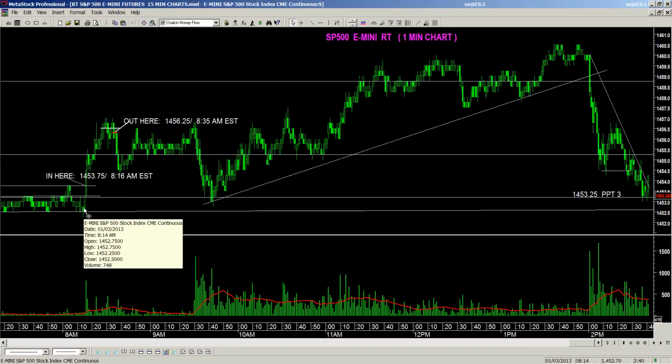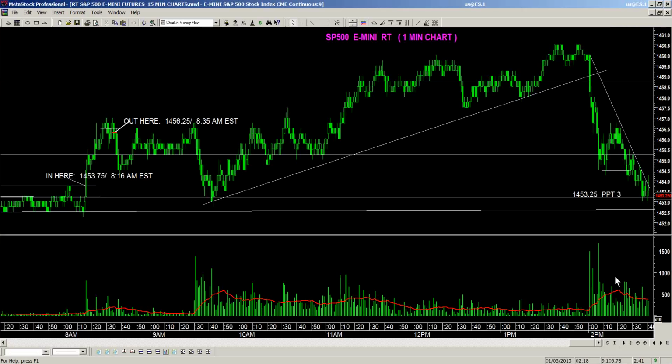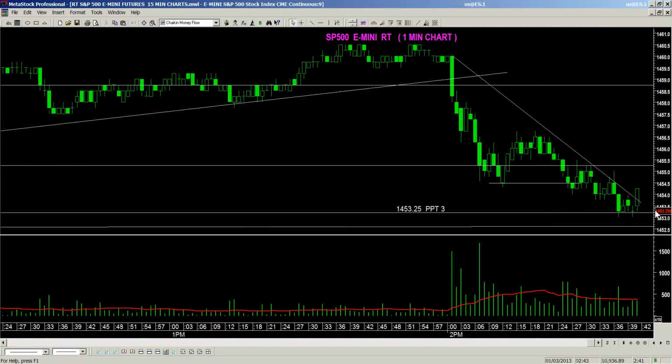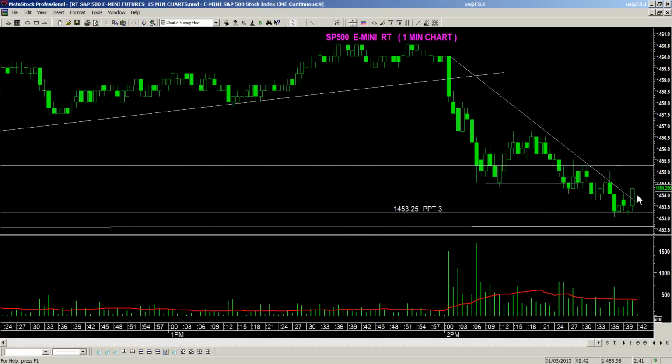Back here again by the open of 8:15 a.m. on 1/3, today's trading. The open price was 1452.50. Okay, trend line violation. Just about ready to get out of this trade. Just about ready. No new volume has come in, indicating an additional sell-off.